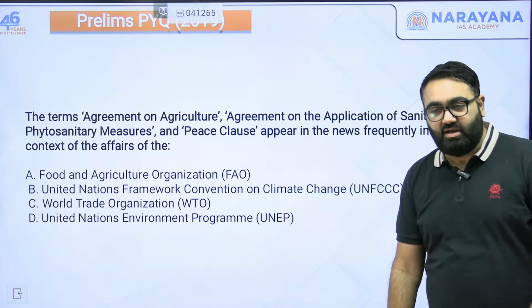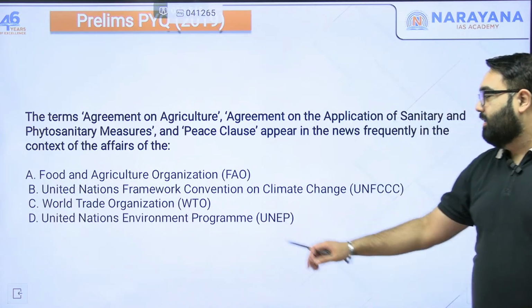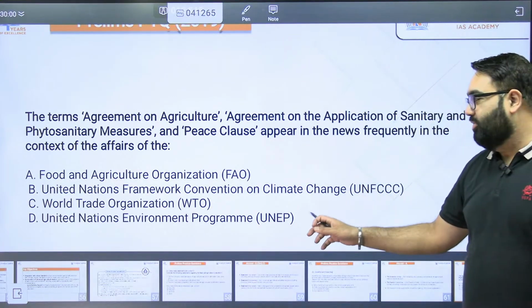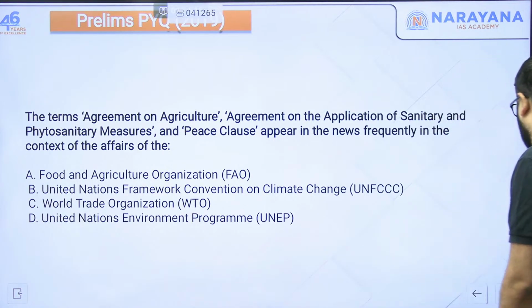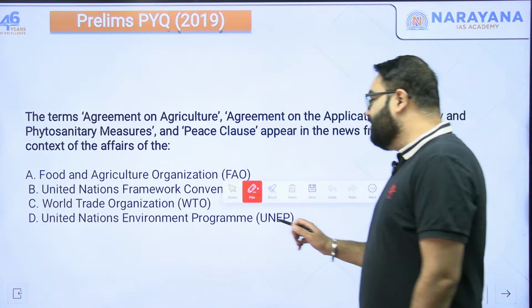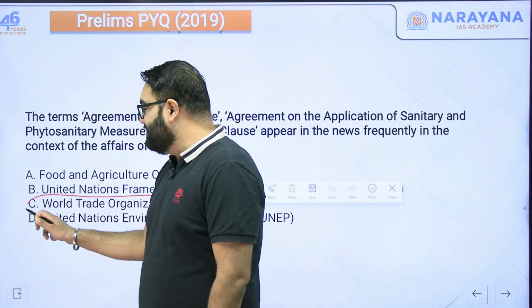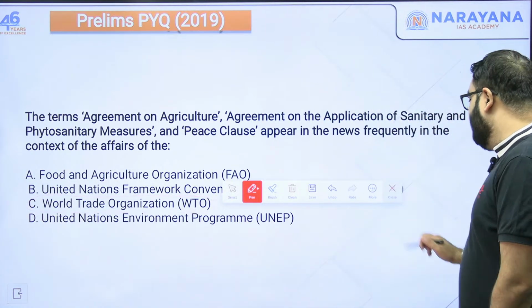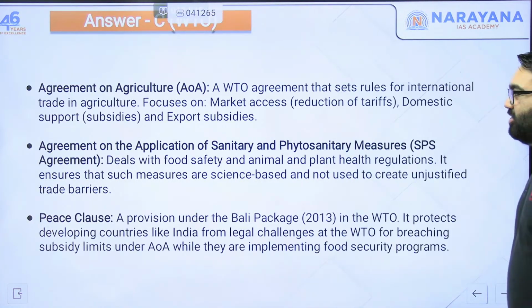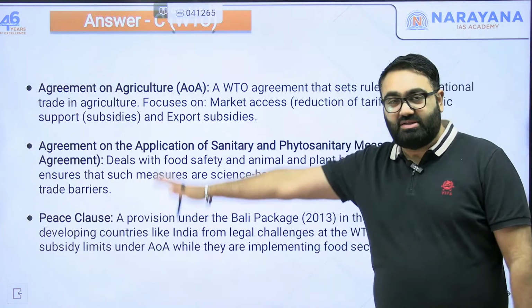So what are they related to? FAO, UNFCCC, WTO, or UNEP? It's a very, very simple question. The answer is WTO. It is the WTO, that is the World Trade Organization, that has all these things in the news. Very simple, straightforward. WTO anyways remains in the news quite a lot because of all these things. There are different agreements that have been formed.